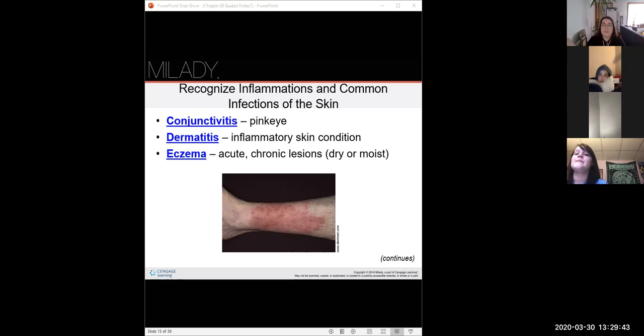It's very broad. So you can have anything, and if your skin is inflamed, you have dermatitis, essentially. It could be something else, but dermatitis is like the catch-all. And it's typically temporary. Eczema is acute chronic lesions.